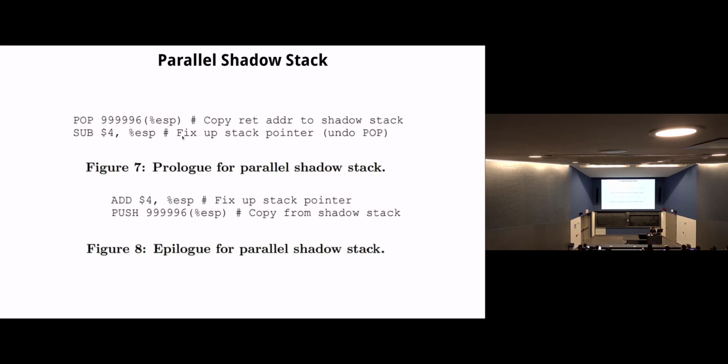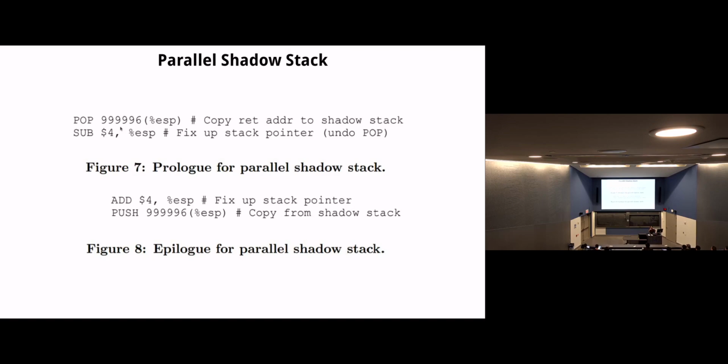Let's see how this one works. ESP points to the return address on the main stack. Then we add some offset to ESP there. That's a fixed offset. You can see that. That's fixed at compile time. So we pop that. Actually, this one is the destination.